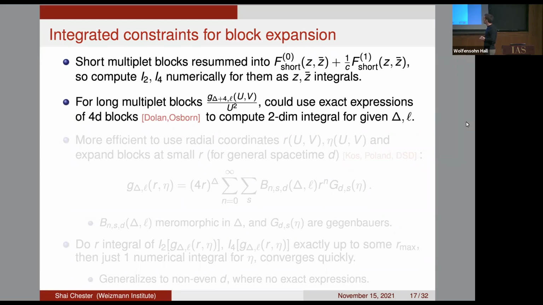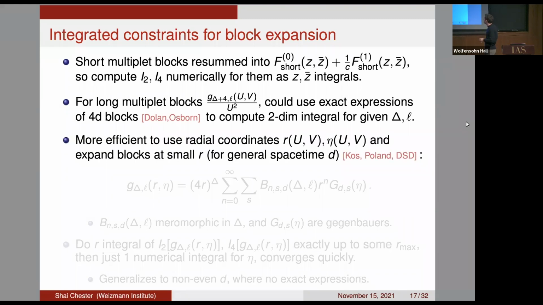The long multiplets are much more complicated. So the long multiplets are captured by these conformal blocks, for every even spin L, and in principle, any delta bigger than L plus 2. So if you want to compute the integrated constraints acting on these blocks, in principle, you could use the exactly known expressions for 4D blocks, which were worked out by Dolan and Osborn, and then for every value of delta and spin, you would have to do a 2-dimensional integral.